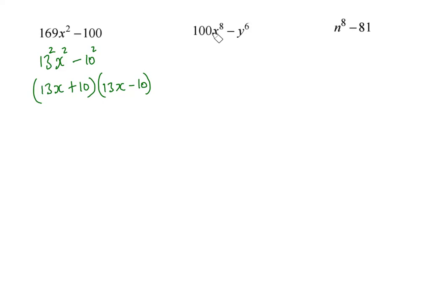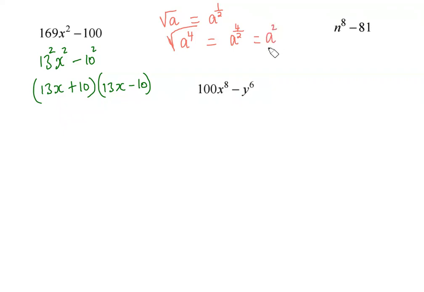Then let's look at this again. Now we are having a different scenario. We now have x to the power of 8. How do we get that? Okay, understand something here. When we are doing the square root, the square root of a is the same as a to the power of 1 over 2. So if I have a to the power of 4 and I'm looking for the square root, I say it's going to be a to the power of 4 over 2, which is equal to a squared. So the square root of a to the power of 4 is equal to a to the power of 2.